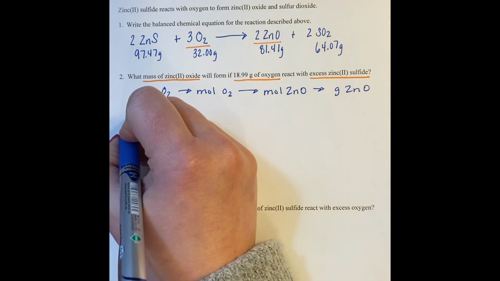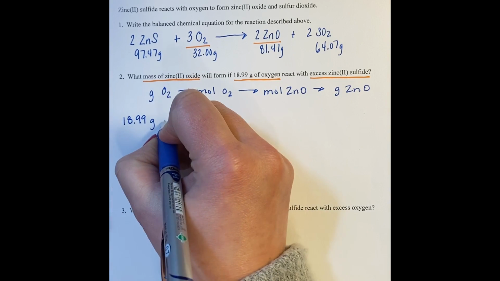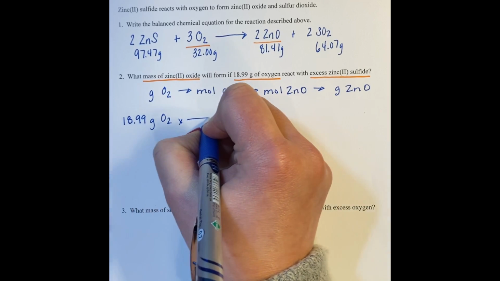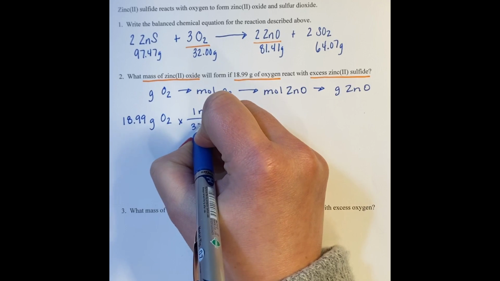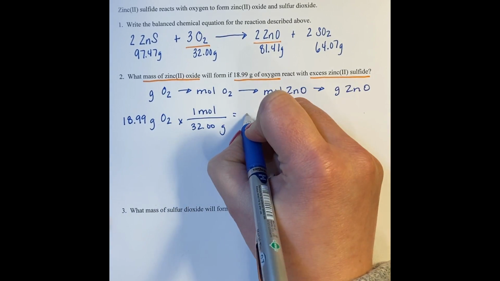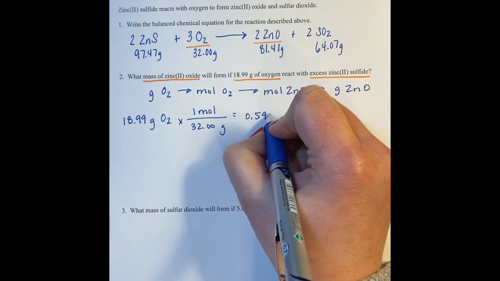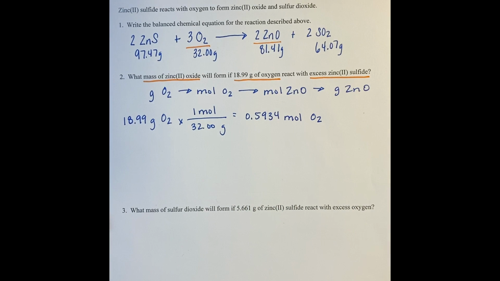So the first thing I'm going to do is take my 18.99 grams of oxygen and convert to moles. 1 mole of oxygen has a mass of 32 grams, so that when you do the calculation, you should get 0.5934 moles, and make sure you label that as moles of O2.